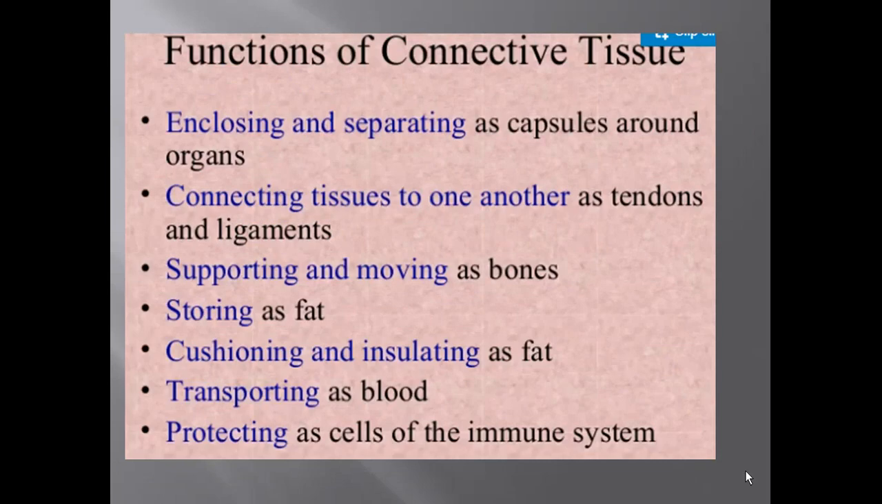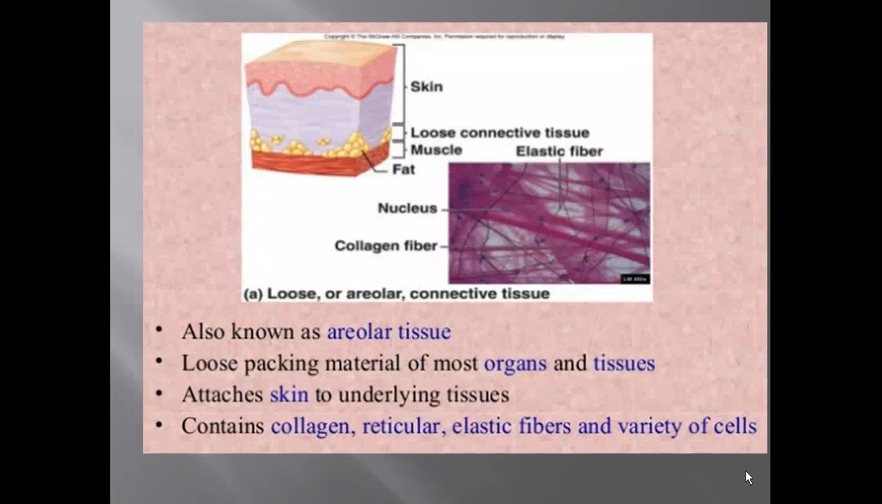We talk a lot about functions of connective tissue. Here I put only the main functions in blue color: enclosing and separating, connecting tissue to one another, supporting and moving, storing, cushioning and insulating, transporting and protecting. Here, I will start with loose or areolar connective tissue. Actually, I use two types of picture. One is a cartoon diagram, and the other is under the microscope. So let's focus on the microscope, as the cartoon diagram will give you exactly where it is found.